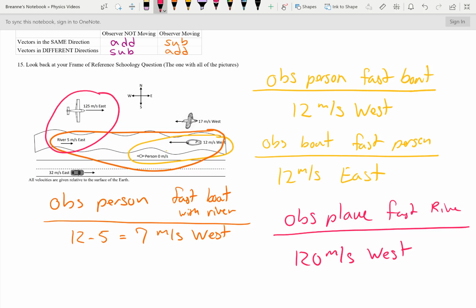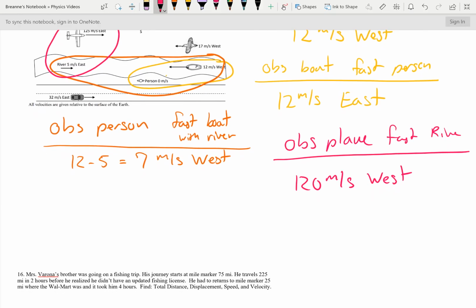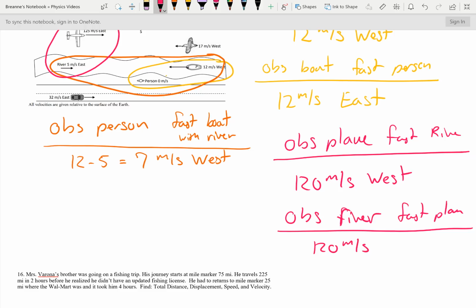Another way to think about this is when you're driving on a highway. If you're going faster than someone and you're pulling away from them, it looks like they're going in the opposite direction. If we flip it and our observer becomes the river, and we're trying to see how fast the plane is, we still subtract, but the plane does seem like it's going east because it's quicker than the river.